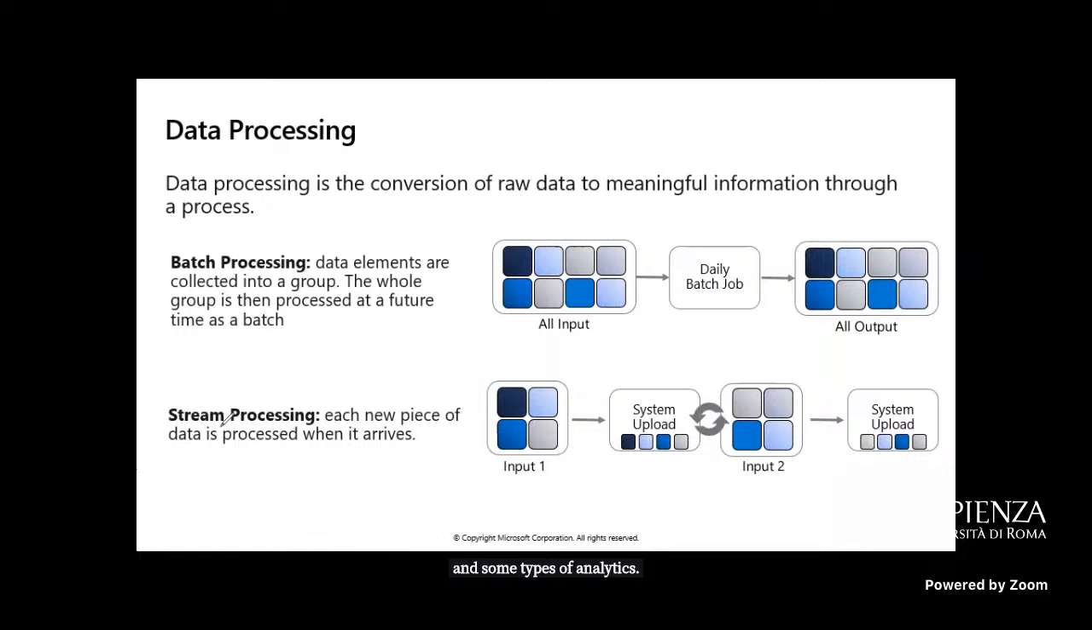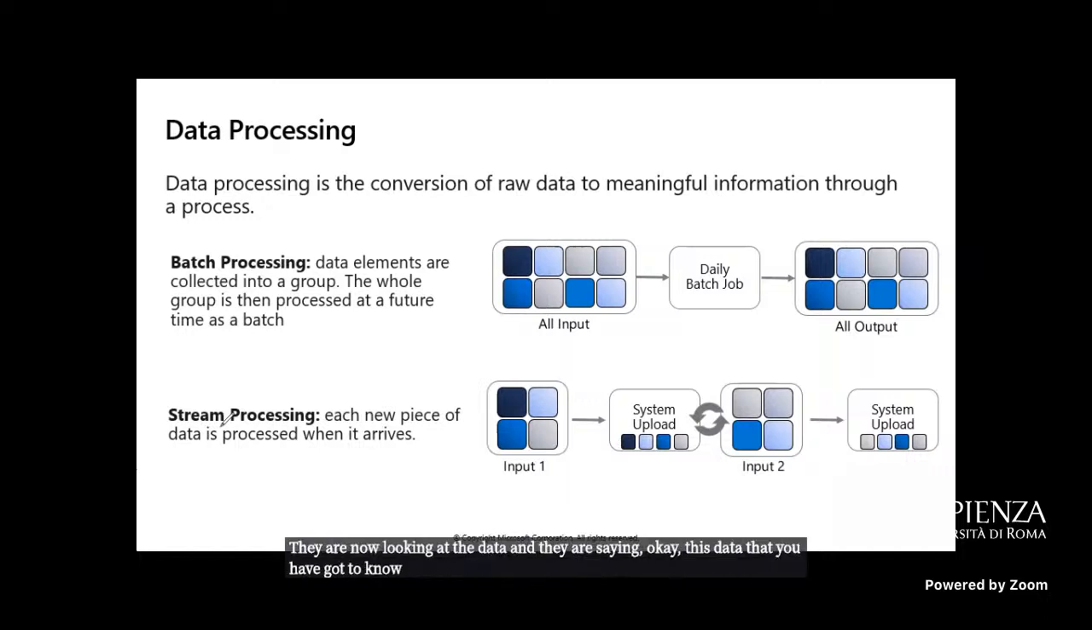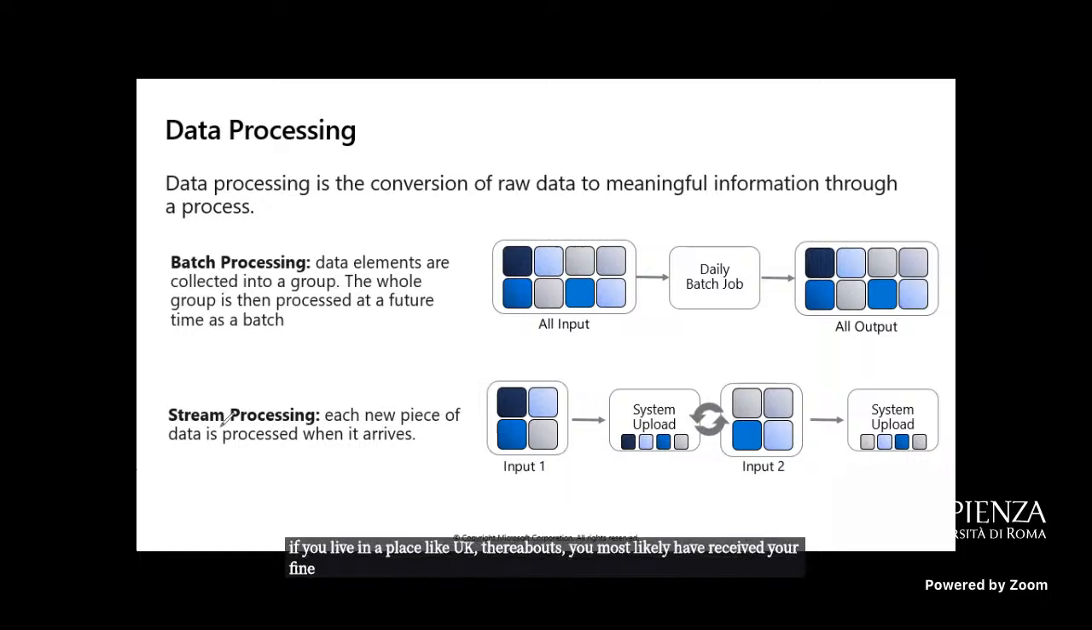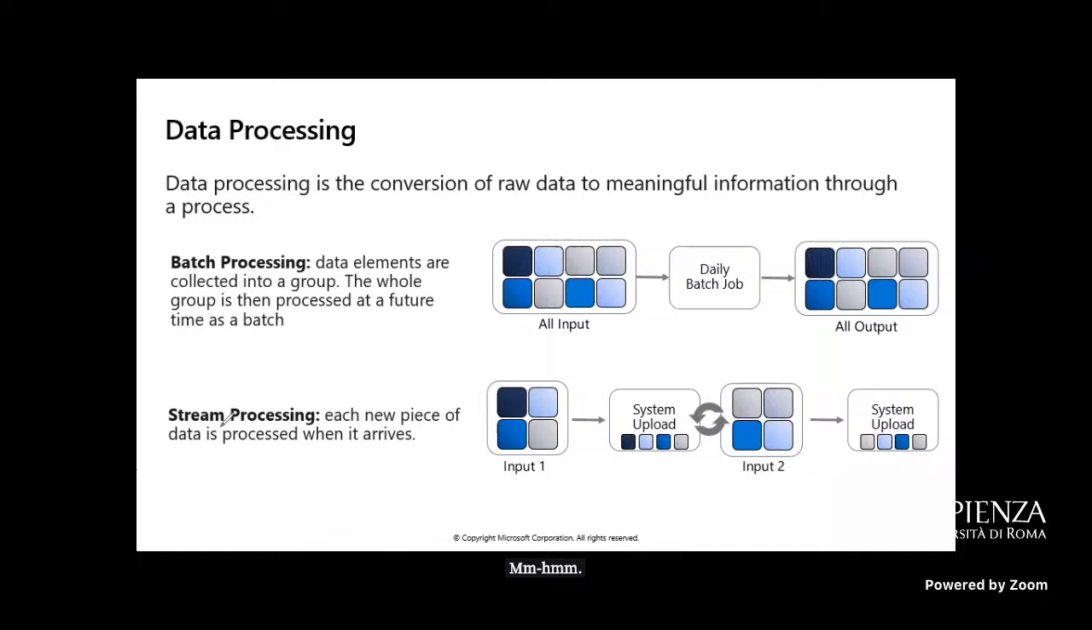So what they are doing at the end of that month is looking at the data and saying, okay, everybody prior to that has been fined. If you live in a place like the UK, you most likely have received your fine, and you are thinking of where to get the extra money to pay your fine, or you have paid your fine.